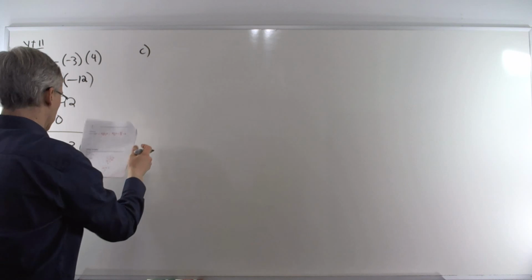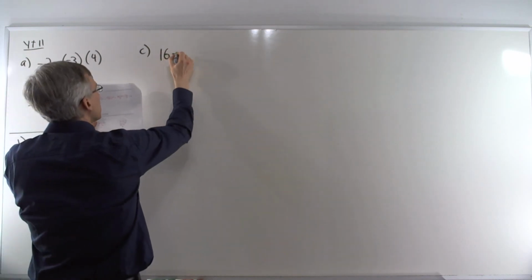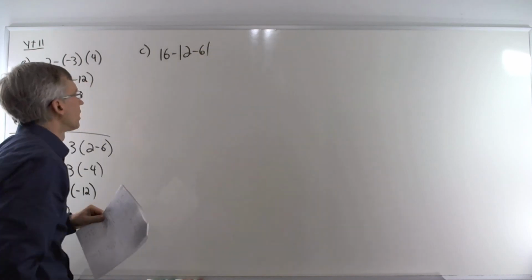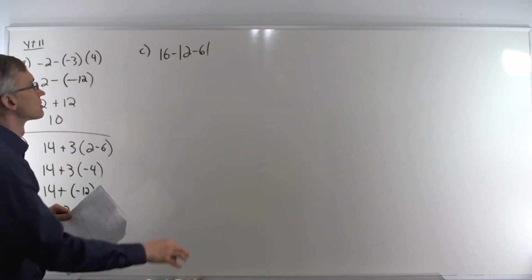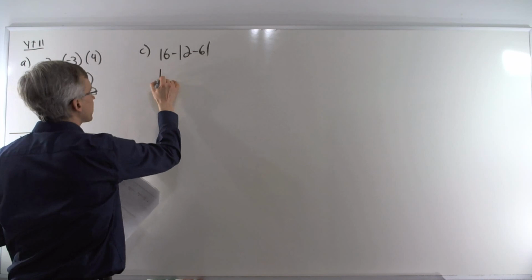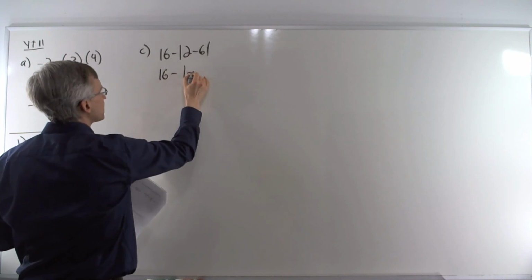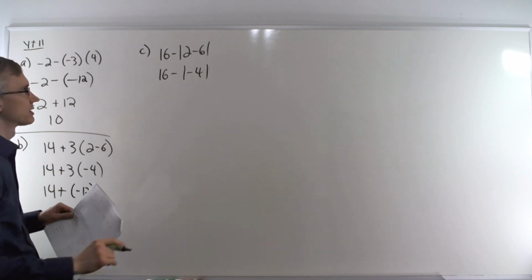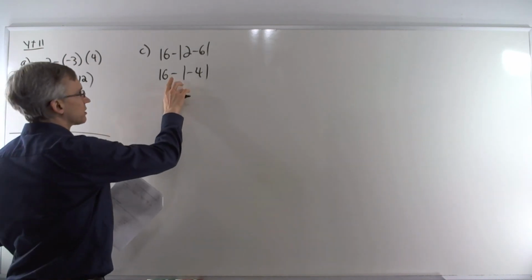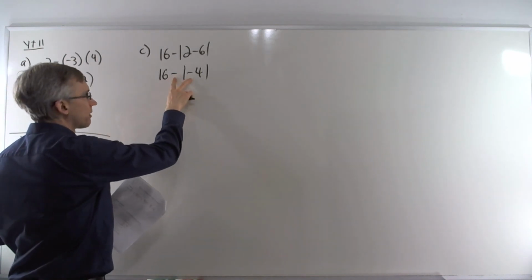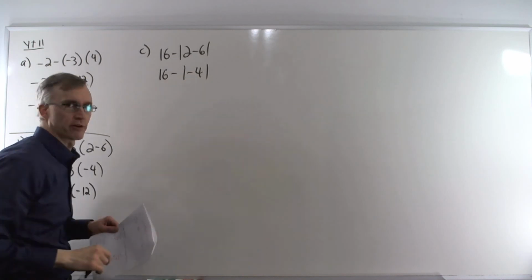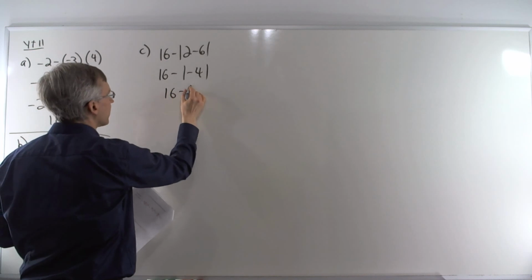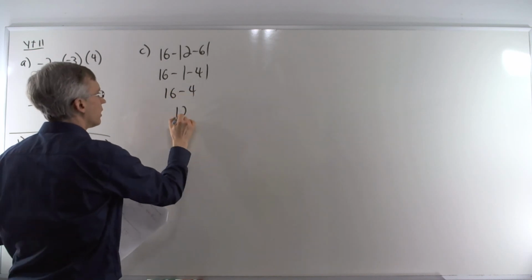Part C. Now we've got a grouping symbol in the absolute value bars, so we'll evaluate this first. 16 minus 2 minus 6 is negative 4. Now this is different than the parentheses, so we're not converting subtracting a negative into a positive, because we need to evaluate this thing first. The absolute value is going to turn this positive. So that just gives us 16 minus positive 4, and 12 for that one.